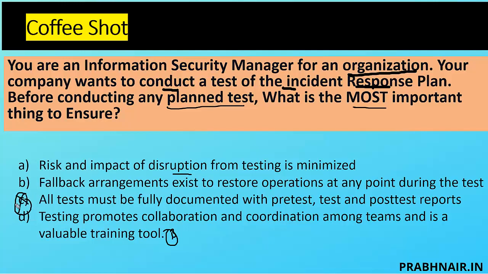The question says before conducting. Okay. So fallback arrangement is also very important, no doubt. But taking a call on whether we go for testing at all is the most important thing. So B is basically part of A. Before doing any kind of test, we do a risk impact analysis for that particular testing activity, just to make sure the impact can be minimized. So B is part of A, because the fallback arrangement leads to minimizing the impact. So B is the input and A is the outcome. That's why the answer is A for Alpha.